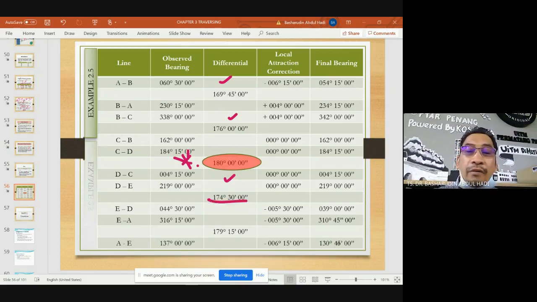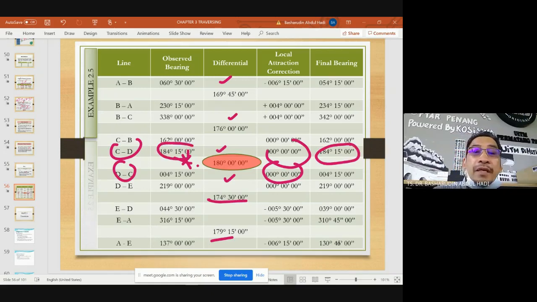Then we have DE and ED, less than 180 degrees. Then EA and AE, less than 180 degrees. It shows clearly that in this exercise, just one line, CD and DC, gives you the right value, meaning no correction. So you put here CD no correction, DC no correction. The angle at this one is maintained because there is no correction.